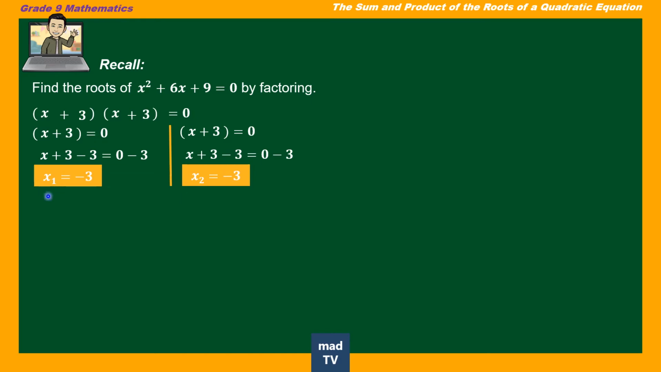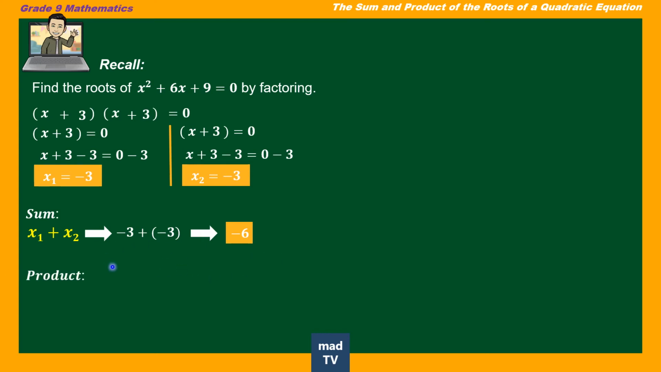Now, our lesson is sum and product. So we will add because sum is the result of addition. Okay? And product is the result of multiplication. So we are going to find the sum of the roots. Okay? That is x sub 1 plus x sub 2. So substitute natin negative 3 plus negative 3. Okay? So that is negative 6. So the sum is negative 6.